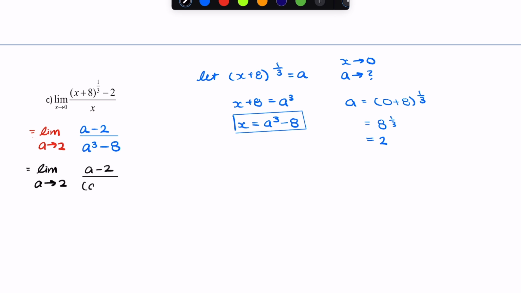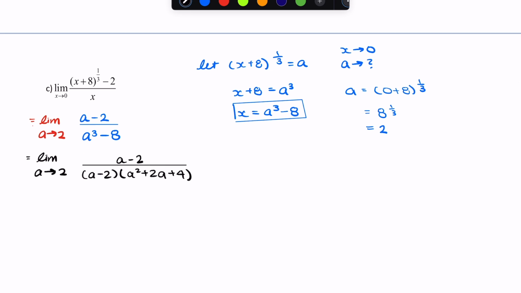This gives you a minus 2, a squared plus 2a plus 4 in the denominator. Let me just expand this. So we have a minus 2 at the top of the numerator and a minus 2 in the denominator. Cancel those out. Here we're left with the limit as a approaches 2 of 1 over a squared plus 2a plus 4.